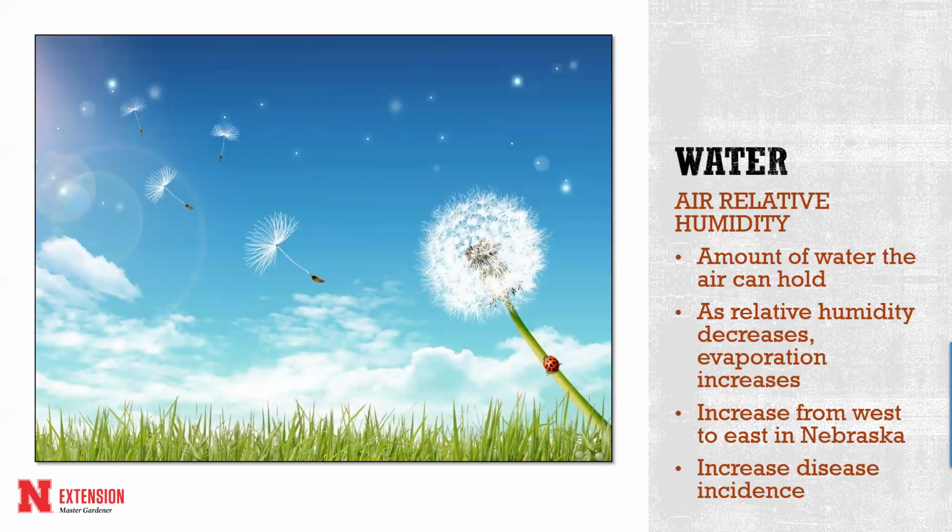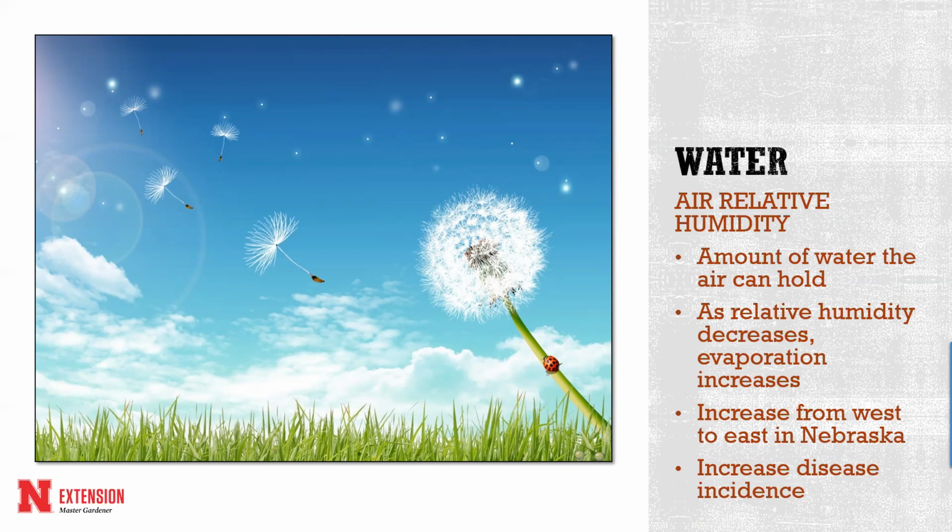So one of the last things we're going to look at when we're coming to water, and for the end of our talk today, is the relative humidity in the air, which is water. It's the amount of water that the air can hold. As the relative humidity decreases, the evaporation from that plant will increase. So the less humidity in your air, the more evaporation is going to come off that plant. Humidity increases from the western part of the state to the eastern part of the state. The western part of the state has less humidity than the eastern part of the state.